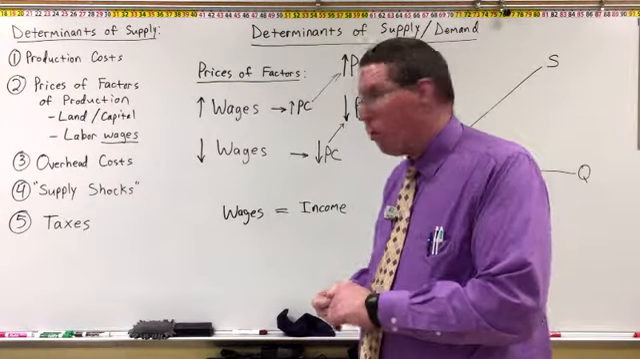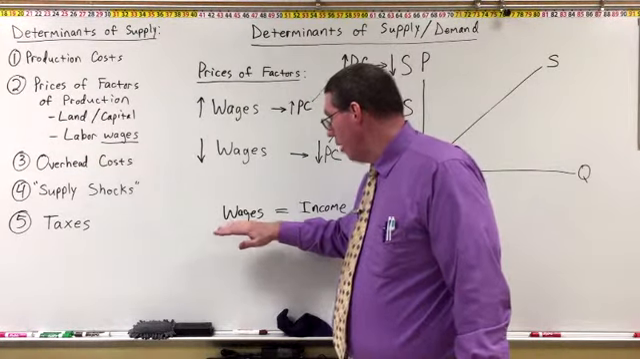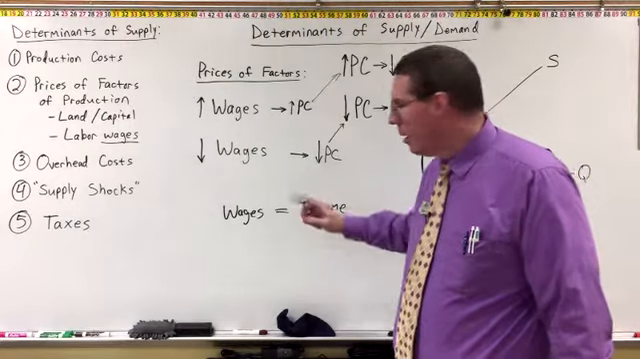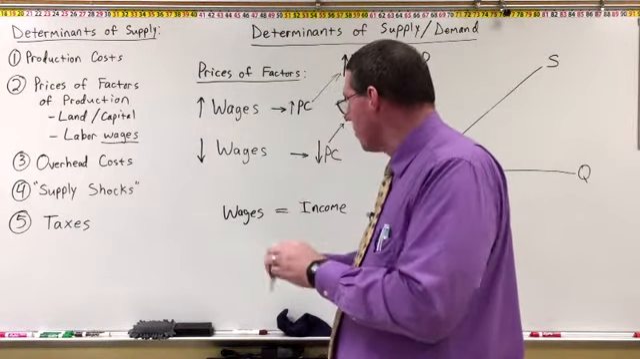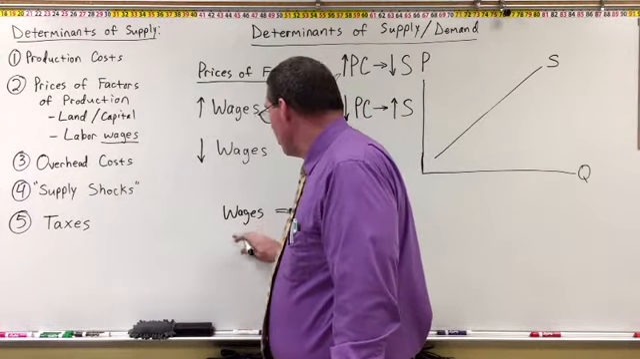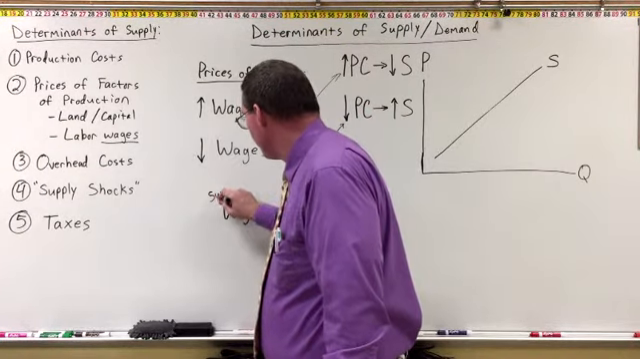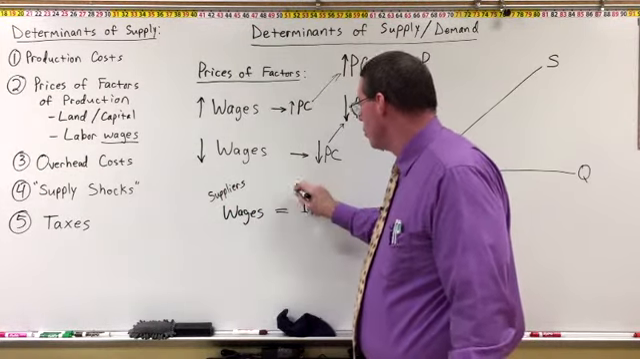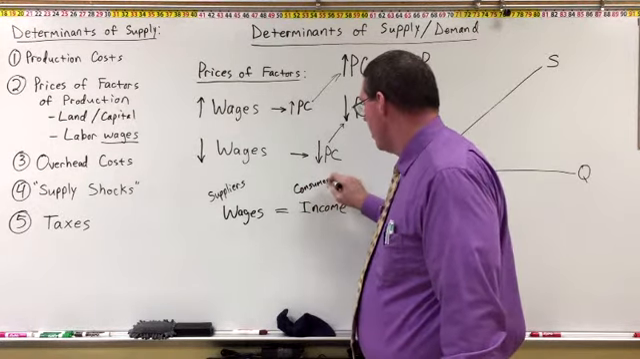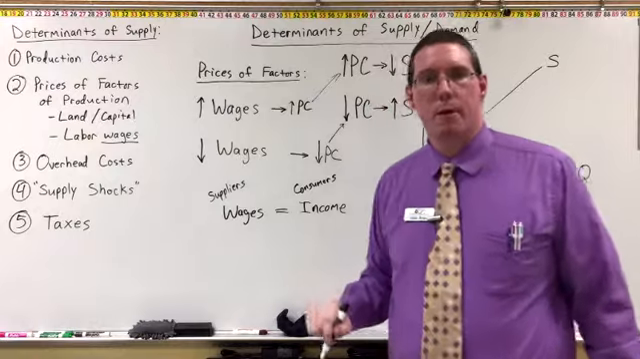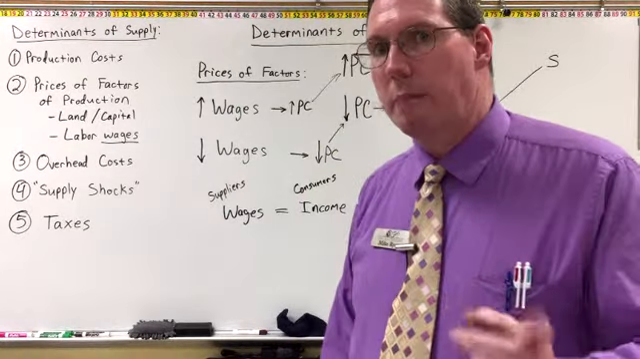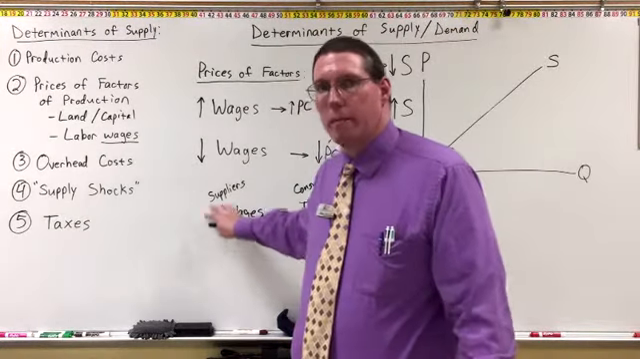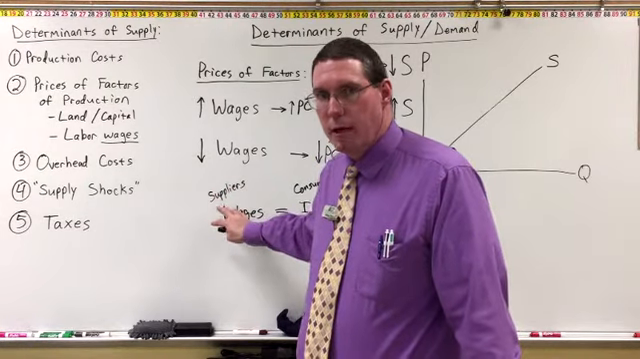Now, wages and income should be equal. The reason they're equal is because the wages that an employee earns is the income that they take home. But here's the big difference. In economics, in my class, wages is what suppliers call what they pay their employees. Consumers or buyers call what they take home income. So when I say income in this class, I'm talking about consumer demand. And when I'm talking about wages, I'm talking about businesses supplying. Okay? So that's a big deal.